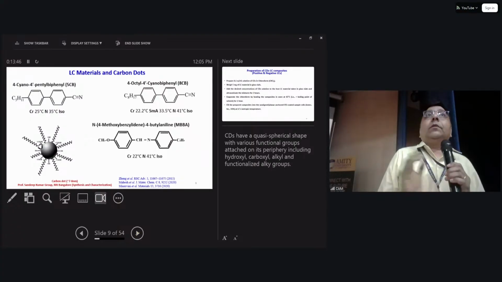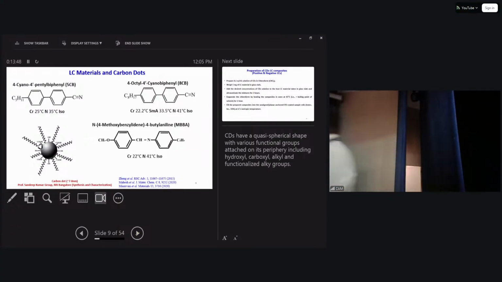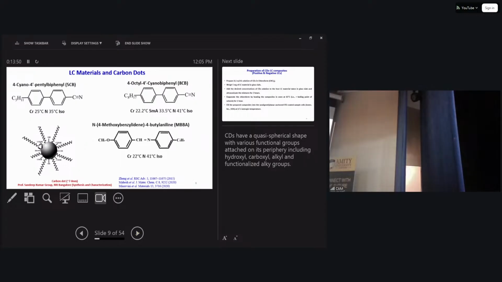Let me pause here. These carbon dots were made by our collaborator, Sandeep Kumar sir from Raman, Bangalore. Now currently he is working at Sharda University, Greater Noida as a professor.